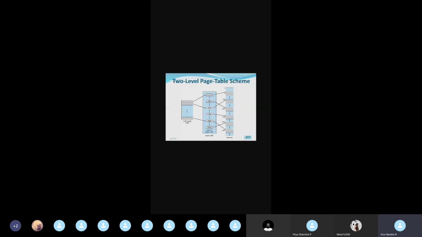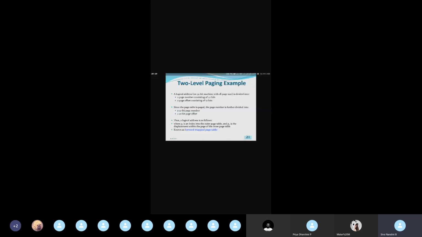So I am looking at the first diagram. Here there is 1, so this 1 represents frame number 1. Likewise, I have two-level mapping; that is, I have a two-level page table. So why is this two-level paging important, or why is it needed?